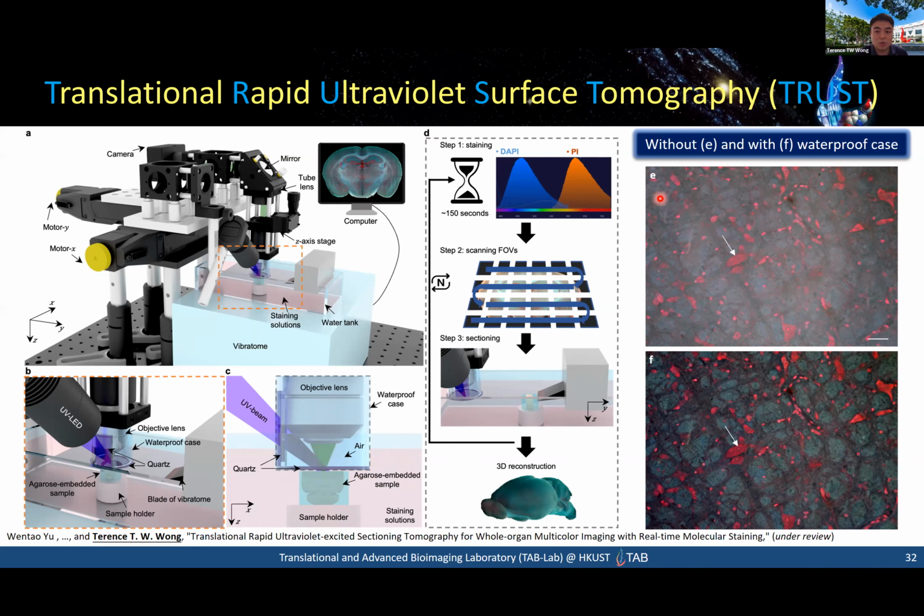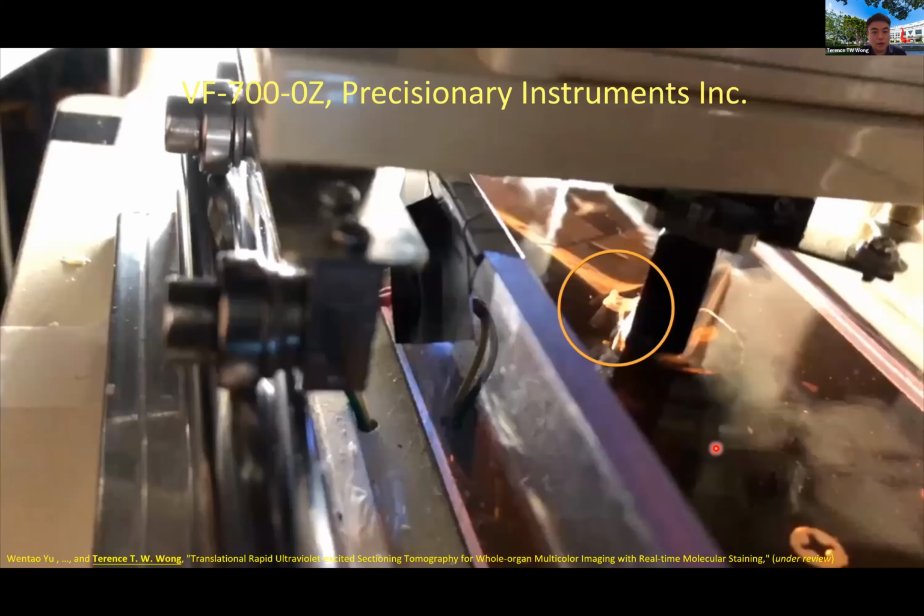Here is showing you with and without the waterproof case. Without it, you can imagine the objective lens is completely immersed into the staining solution, in the tank. This is very important to make high contrast and high image quality happen for the TRUST system. Here is a very short video showing in practice, in action, what is happening.